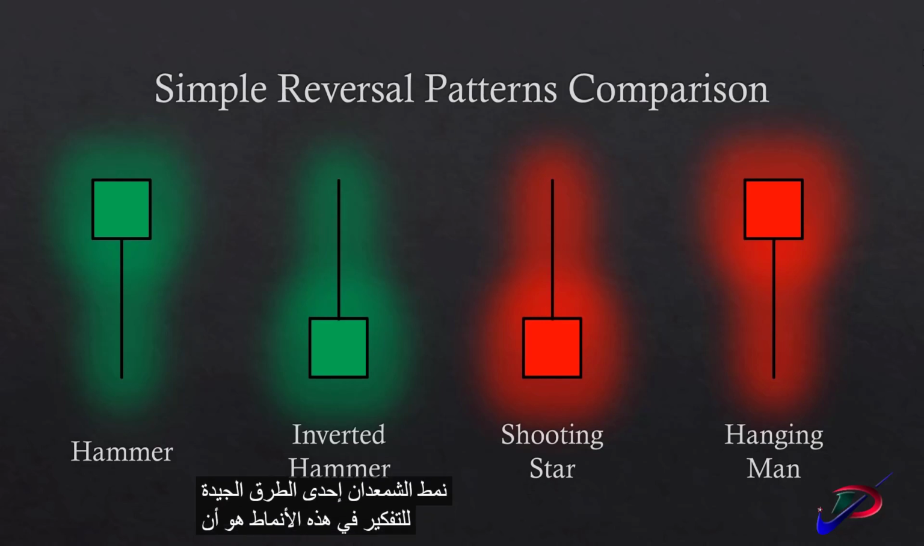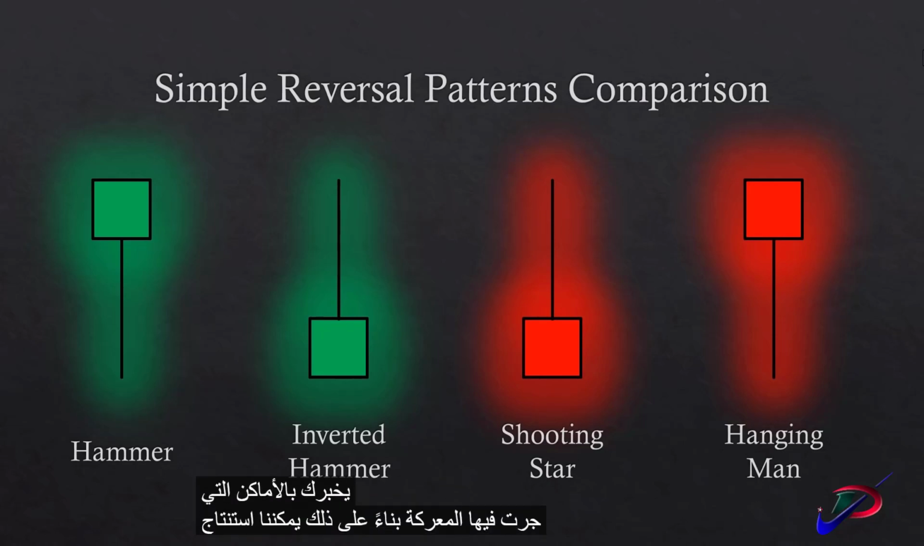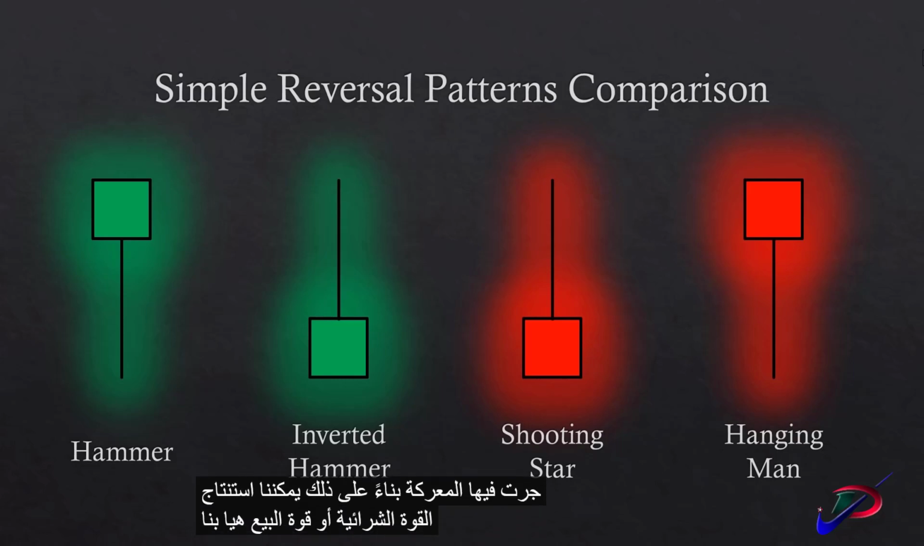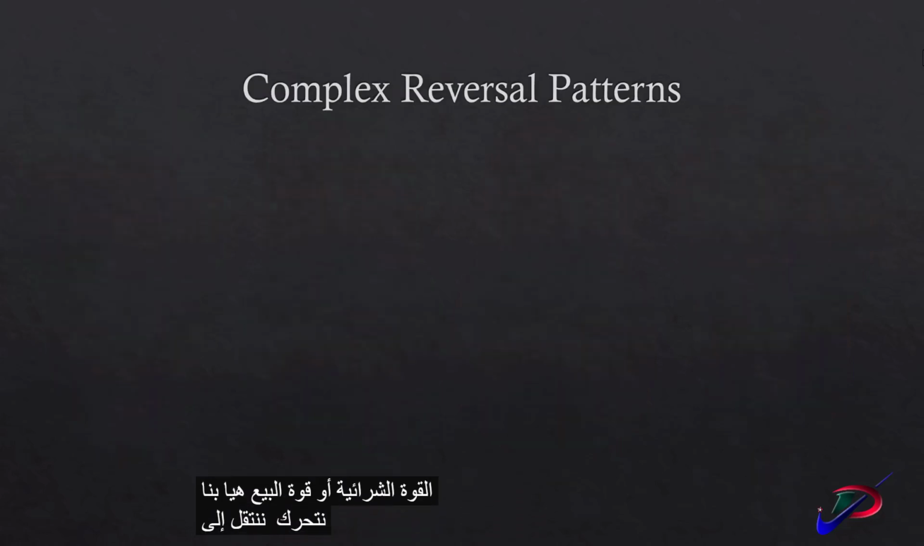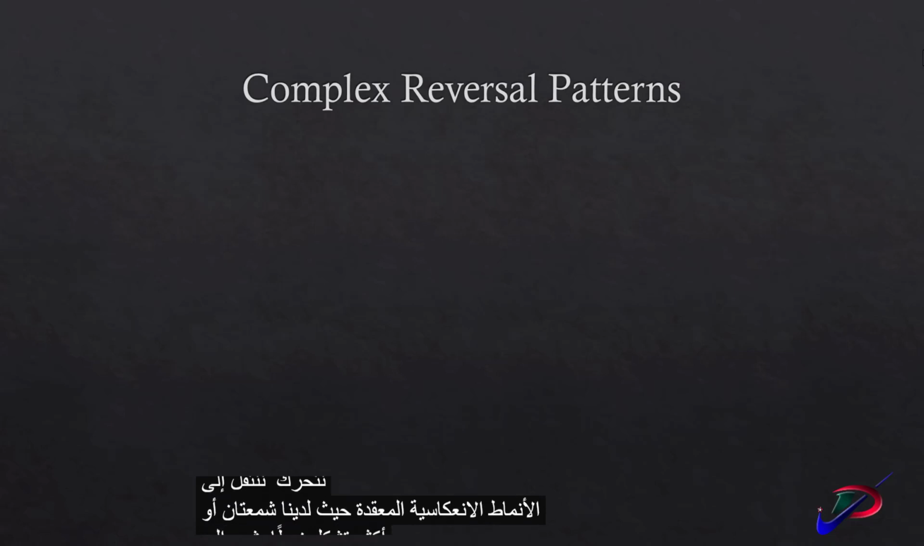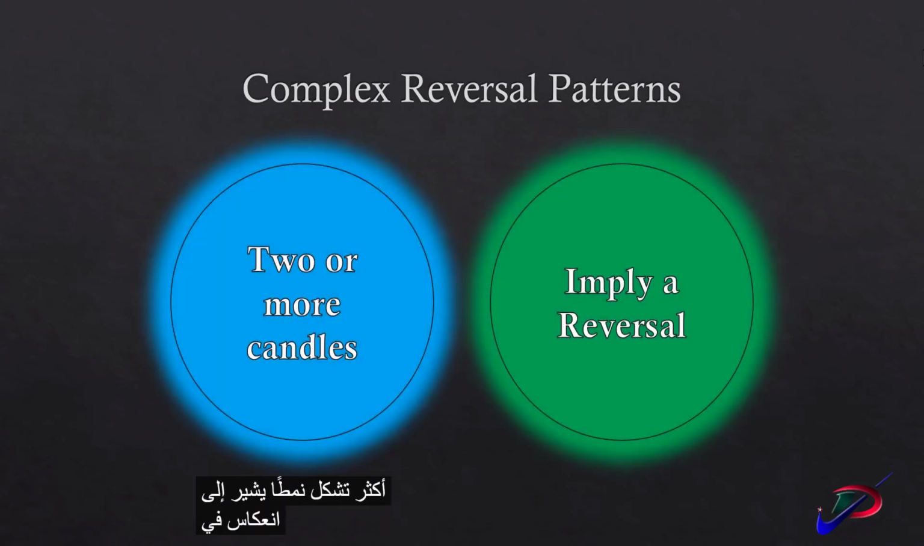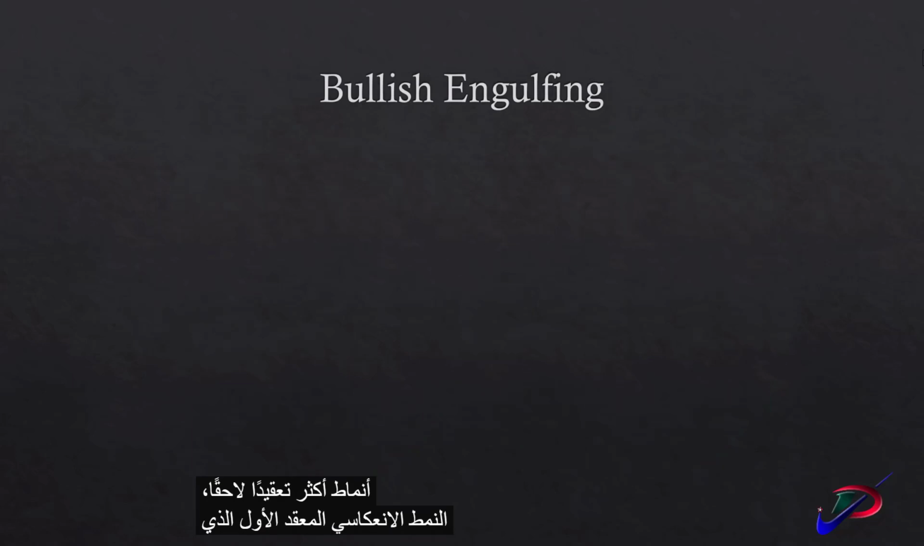One good way of thinking about these patterns is that the candle body tells you who won the battle in that candlestick, and the tail tells you the places where that battle took place. And based on that, we can infer buying power or selling power. Let's move on now to the complex reversal patterns, where we have two or more candlesticks forming a pattern that will indicate a reversal in the current direction of price. We'll start with the complex patterns that have two candles, and then we'll move on to the more complex patterns later. The first complex reversal pattern we are going to study is the bullish engulfing pattern.